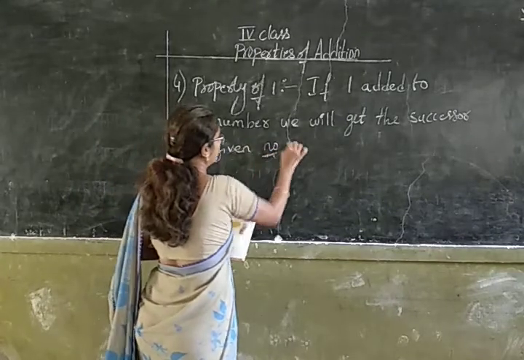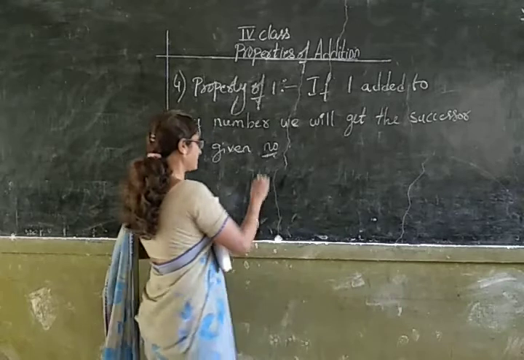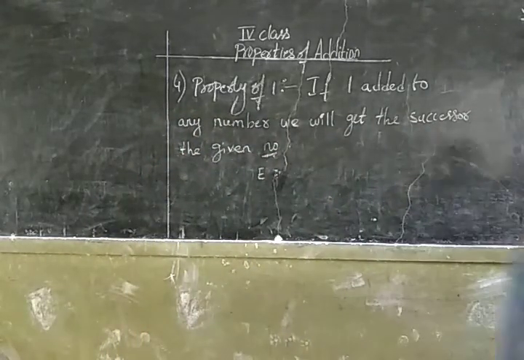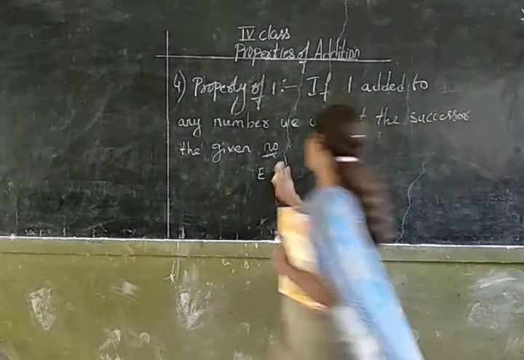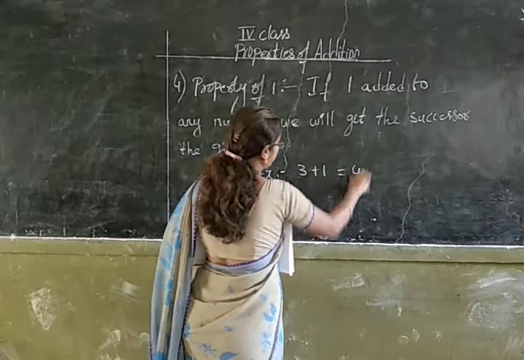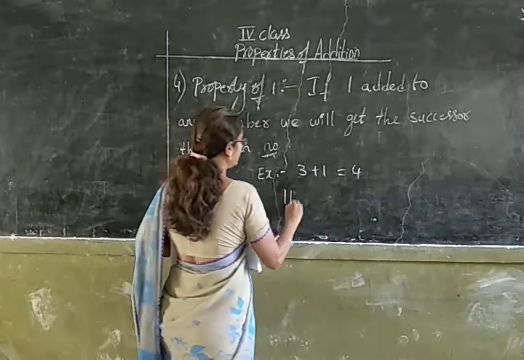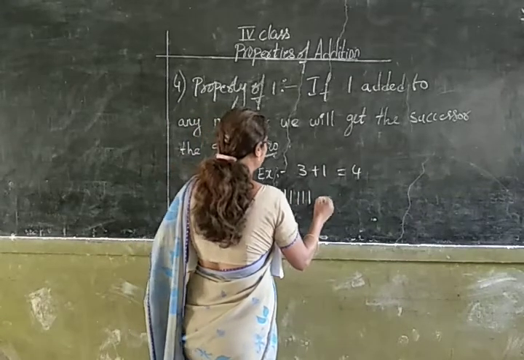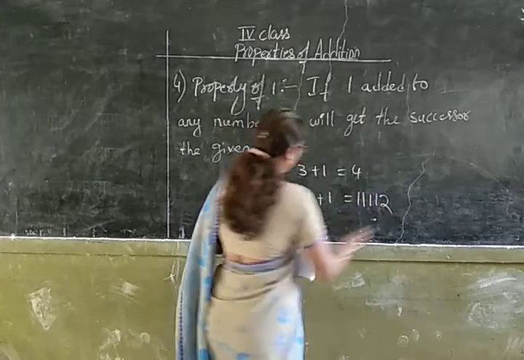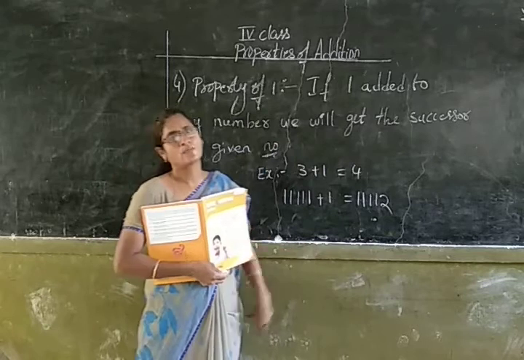This is called the property of 1. So if we add 1 to any number, we will get the successor of the given number. For example, if we take 3 and add 1 to it, we will get 4. So 4 is the successor of 3. Similarly, if we add 11,111 and 1, we will get 11,112, which is the successor of 11,111. So this is called the property of 1.